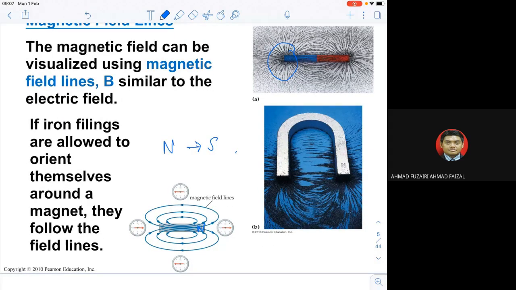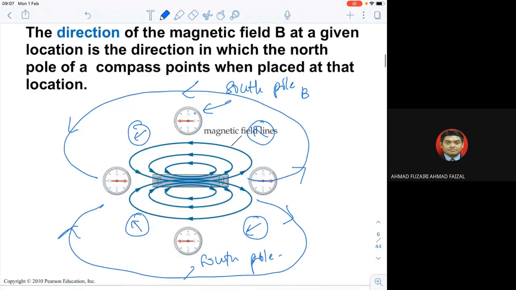The same goes for the U. This was the permanent bar magnet, and now we have a magnet in the shape of a U. We can see that at the edge of the magnet, all the iron filings are going in or going out. But if you want to know the direction of the magnetic field lines, we should use a compass. The direction of the magnetic field at a given location is the direction in which the north pole of a compass points when placed at that location.